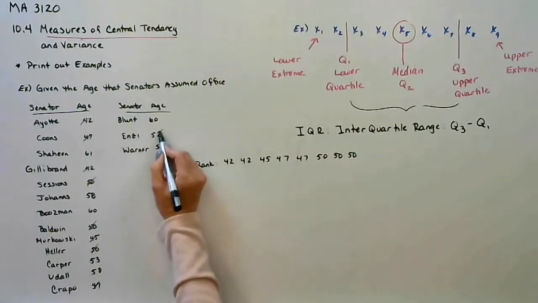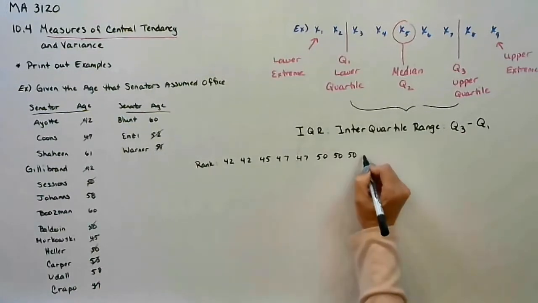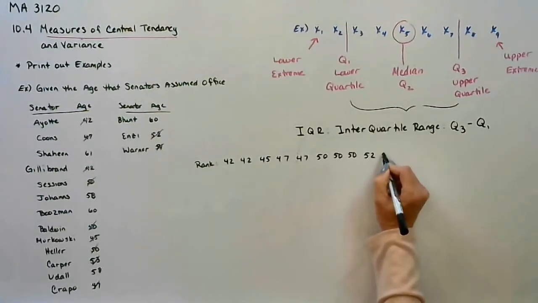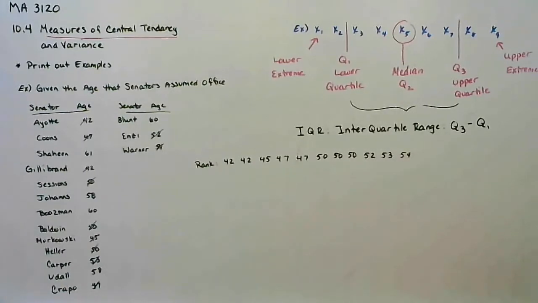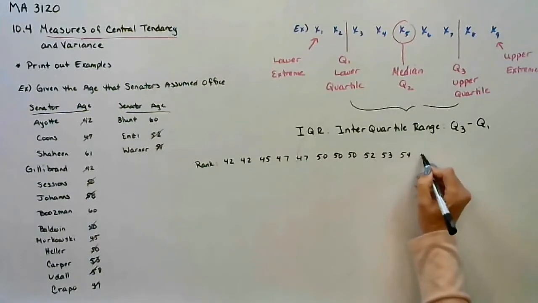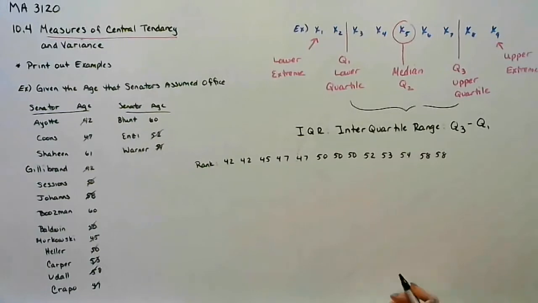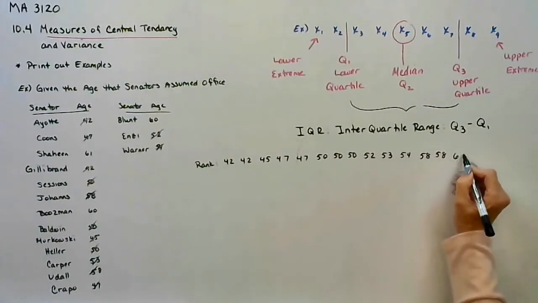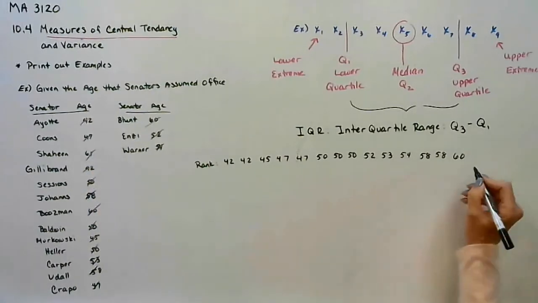52, 53, 54. Then what do we got? 58, 58. So it's not difficult, it's just a little tedious. It takes a little bit of time. We have a 60, a 60, and a 61. I think I got it all.